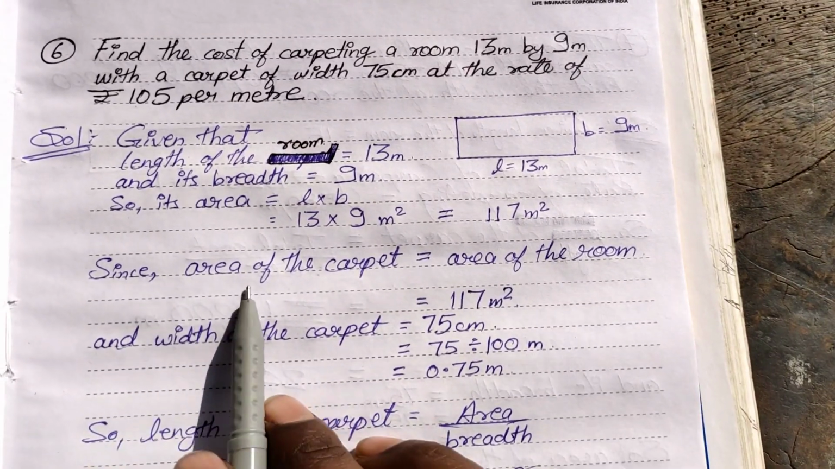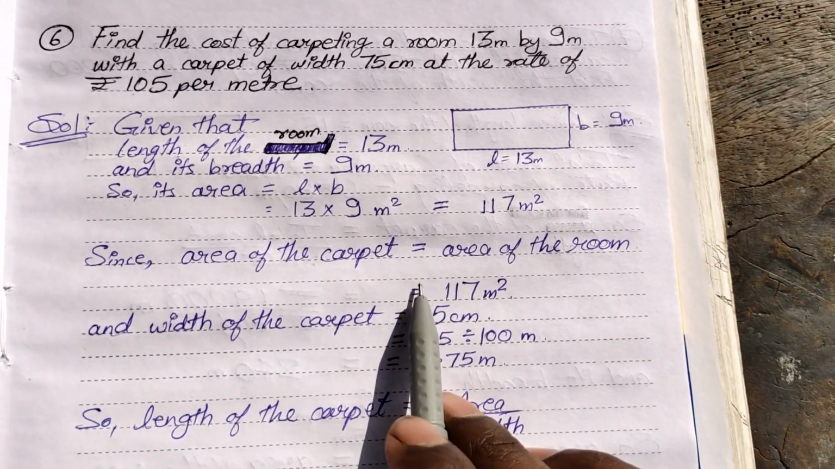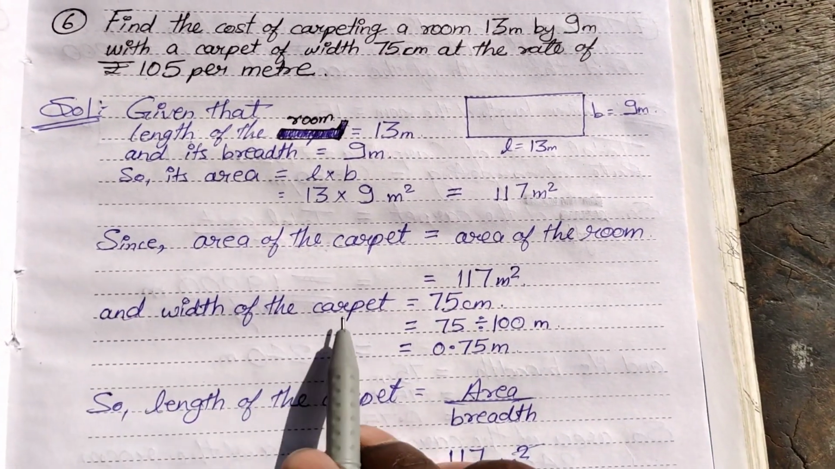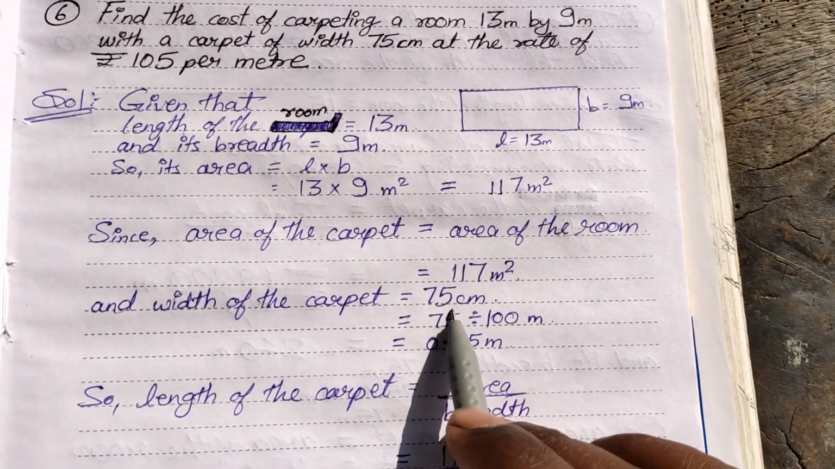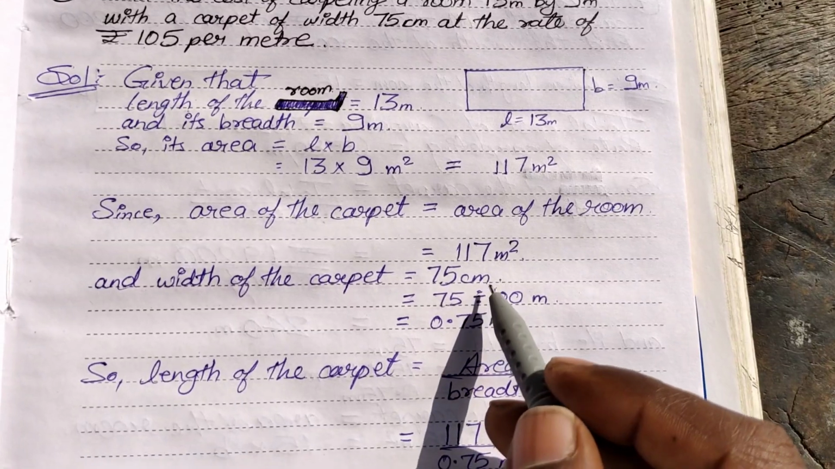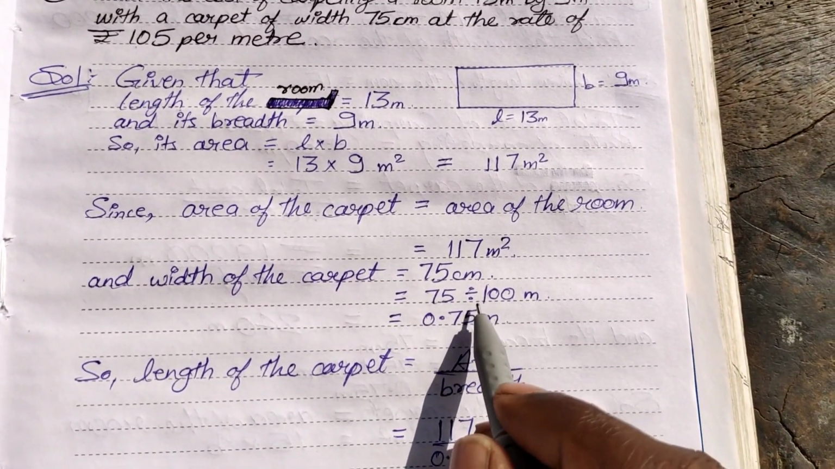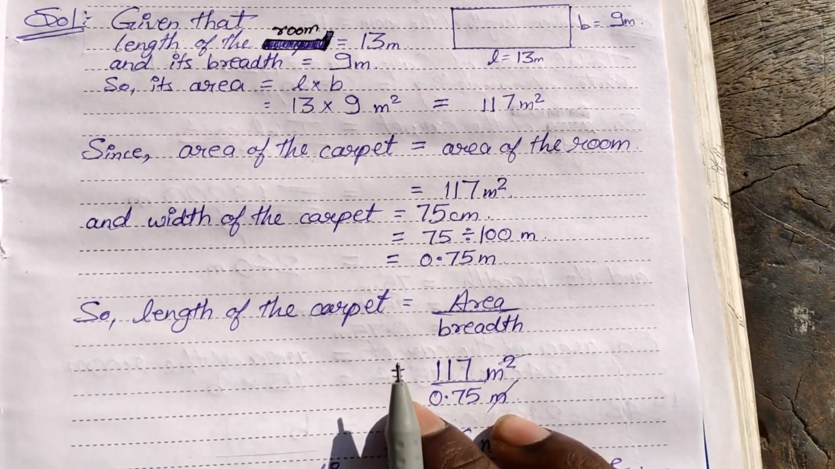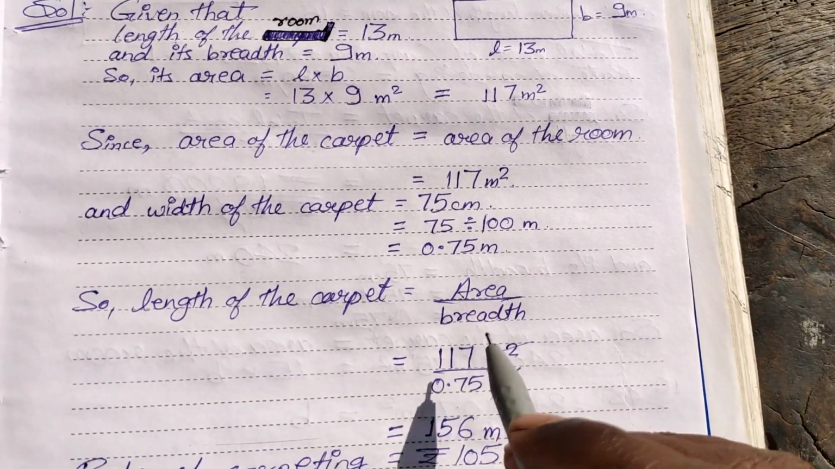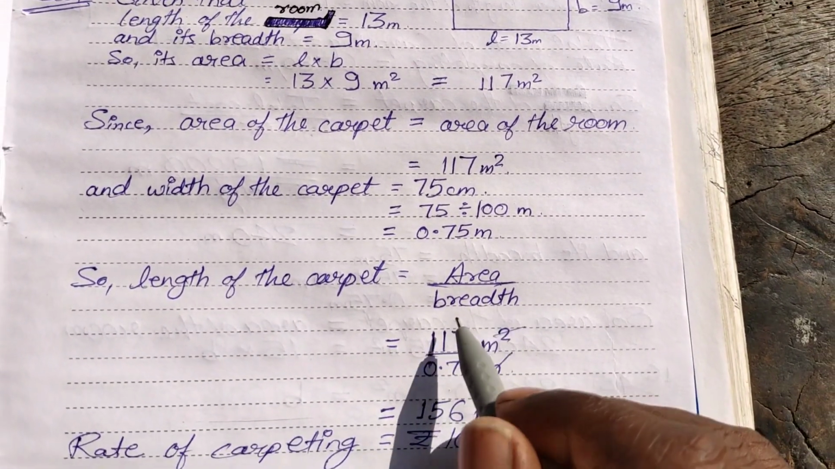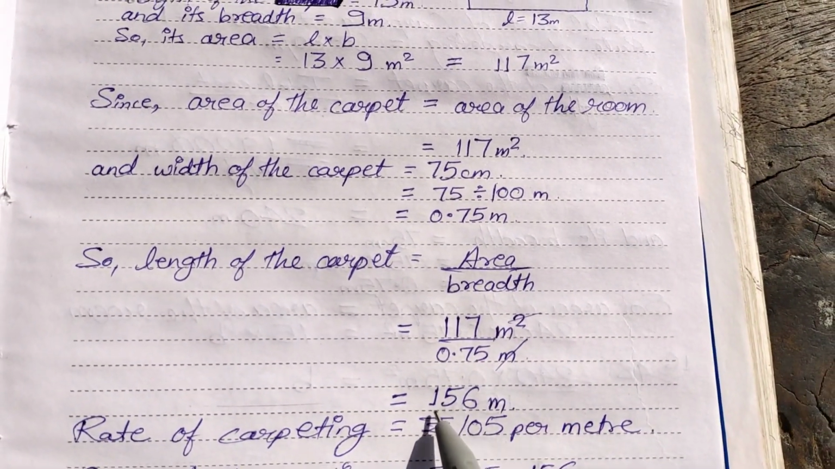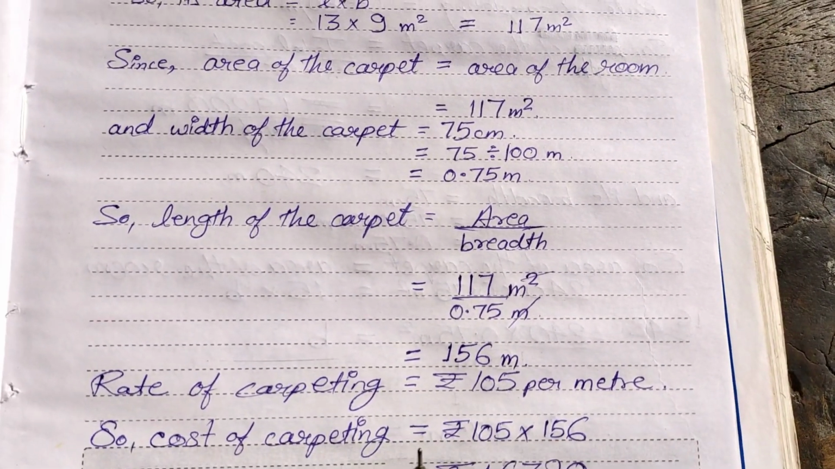So since area of carpet is equal to area of room, area of carpet is 117 meter square. And width of the carpet is given as 75 centimeter. First we have to convert this centimeter into meter. Dividing by 100, we have 0.75 meter. Now we have to find the length of the carpet. Length of carpet is area divided by breadth. Dividing area by breadth, we have 156 meter length.